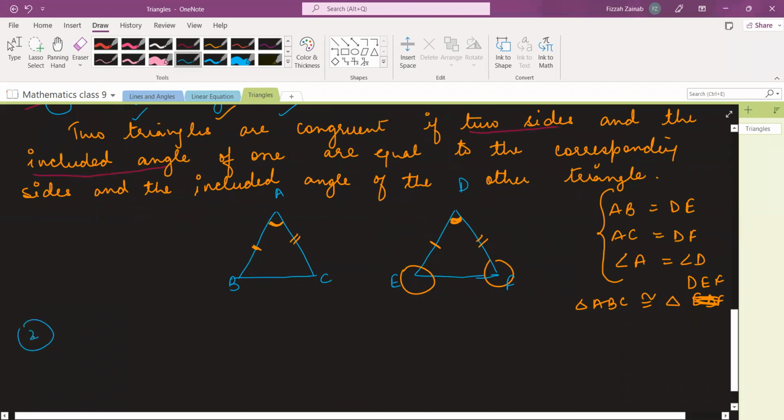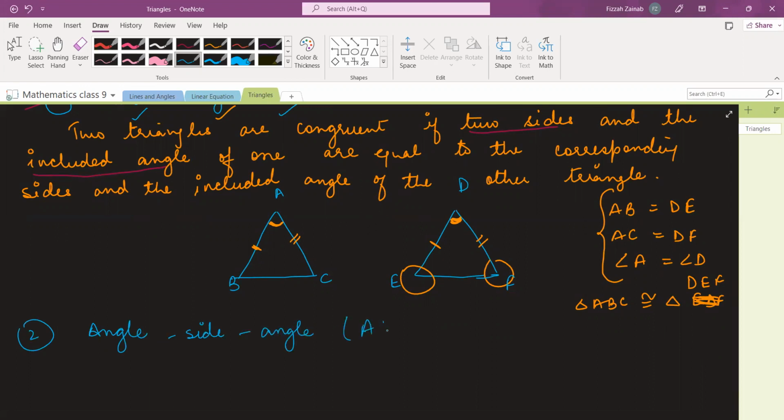Now, second criteria, please note down. This is called angle, side, angle, and we call it ASA criteria. Right, Jocelyn? Yes, ma'am. By the name also you can see ASA, that means two angles will be equal and one side will be equal. Understood? So you note it down first of all, then we will have a discussion on it.